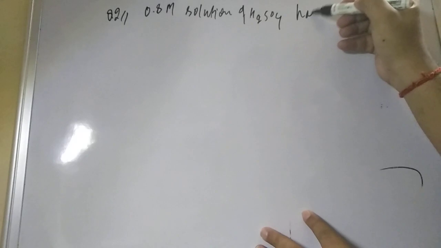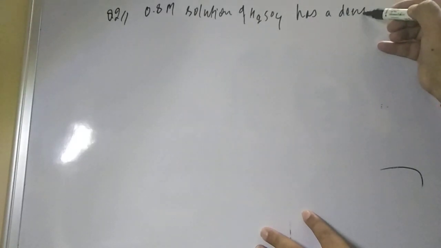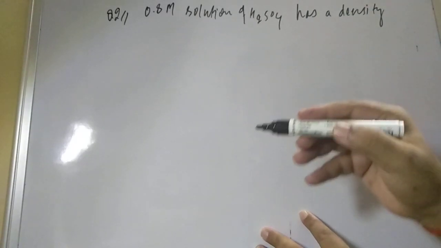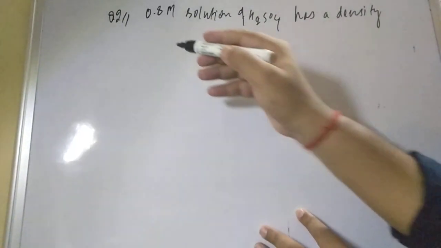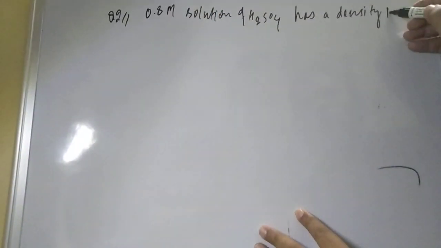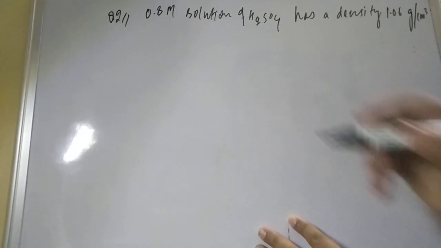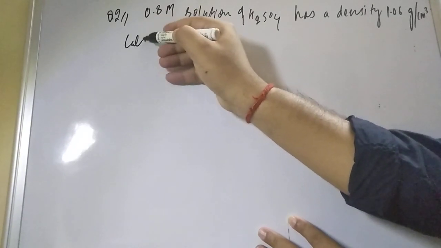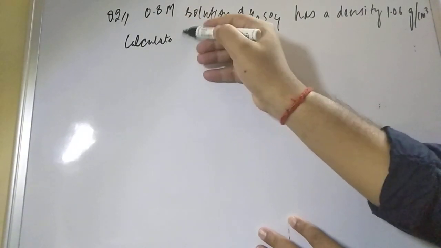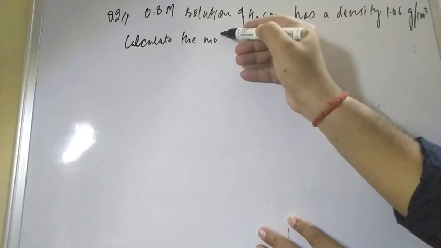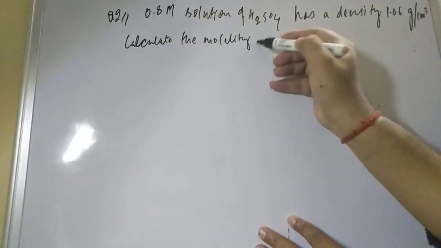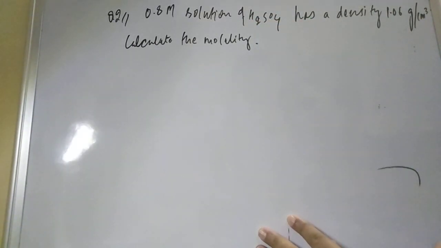has a density. How much density is there? 1.06 gram per centimeter cube. Calculate the molality. Now they are asking small m, and what is given?